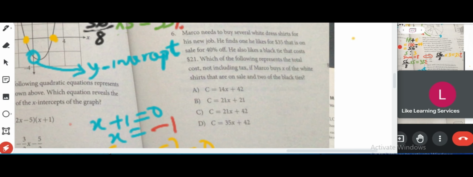I think C. No, not really. Let me tell you why it's not C. The answer is B, but let me show you so that you can understand better.